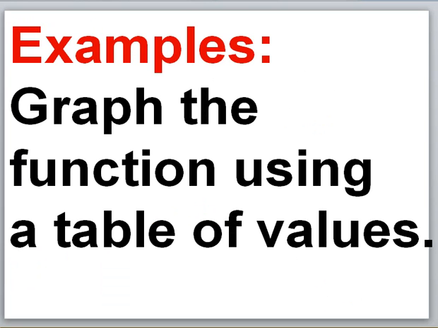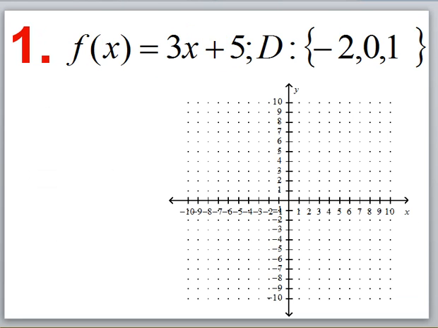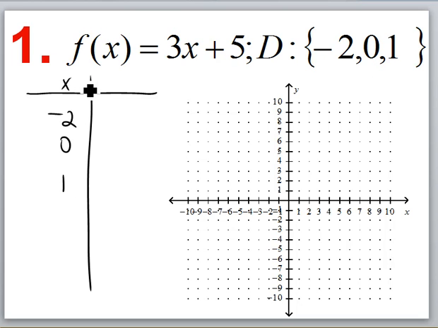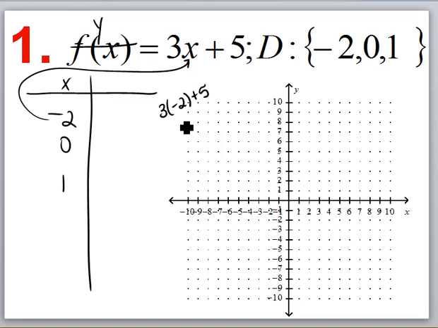Let's go ahead and do some examples. We're going to graph the function using a table of values. In this problem, it tells me my domain is -2, 0, and 1, so we're going to just use that. F of x is just another fancy word for y. We're going to plug in -2 for all the x values. So I have 3 times -2 plus 5. Please make sure and write these things out, otherwise you'll make negative errors. So -6 plus 5 is -1. So one ordered pair is -2, -1.